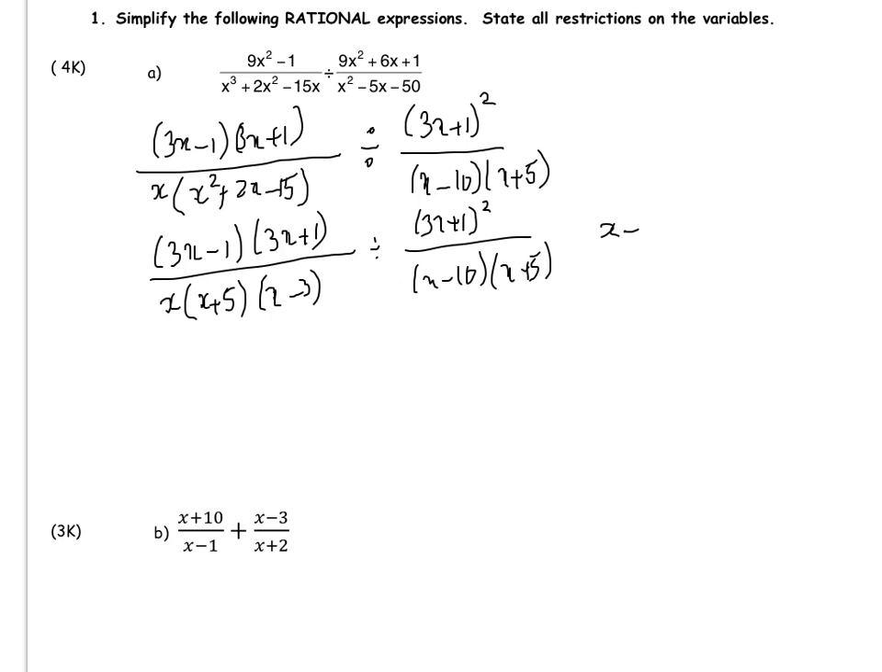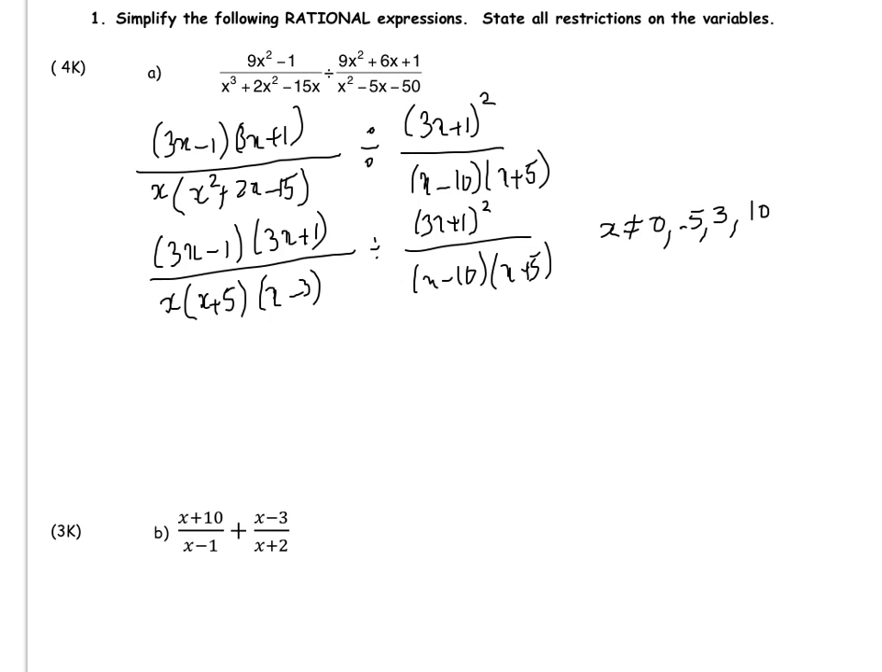To start simplifying, I have to write the restrictions. The restrictions are everything that makes the denominator 0. So x can't be 0, x can't be negative 5, x can't be 3, x can't be 10, and again x can't be negative 5, which is already included. Now safely I can go ahead and simplify the numerator and the denominator.